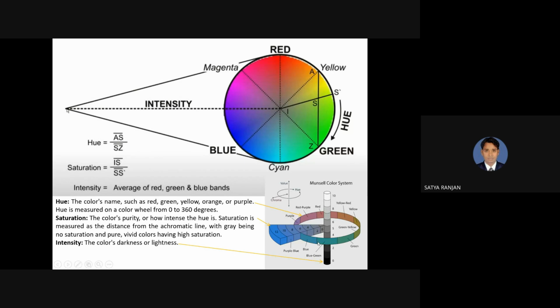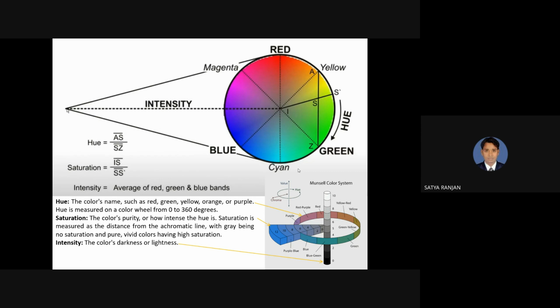Then the saturation is the color's purity, or how intense the hue is. Saturation is measured as the distance from the achromatic line with graying. So this is the triangle which shows the different saturations of the color. Then the intensity is the color's darkness or brightness. So this is the bar which is showing the different darkness to the brightness. So this is the intensity. Based on the hue, saturation, intensity, we can get the different satellite image objects.